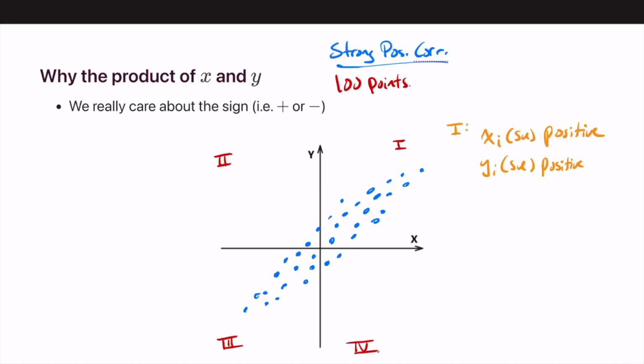And for argument's sake, we'll say that probably about 40% in quadrant 1 and about 40% in quadrant 3. That'd be 80, so 10 and 10. Let me write this all better. Okay, so we'll say 40% in 1 and 3, and then about 10% in 2 and 4.